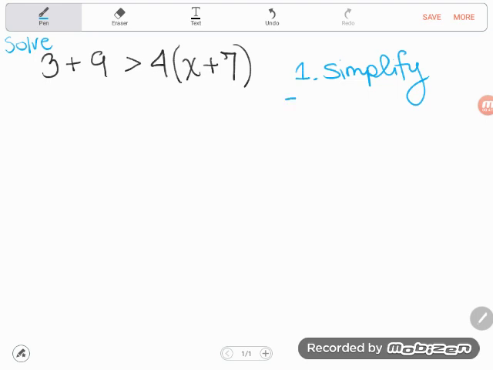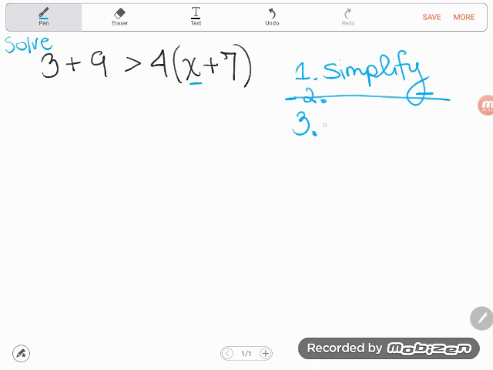I actually don't want to talk about the second step that I usually talk about because it doesn't come up in this problem. It's just a non-issue here. This is a simpler problem than that. But basically we'd get the letters to the same side if we have to. Here it's a moot point, because you can see I only have an x on one side of this inequality, not both. So I don't need to do number 2.